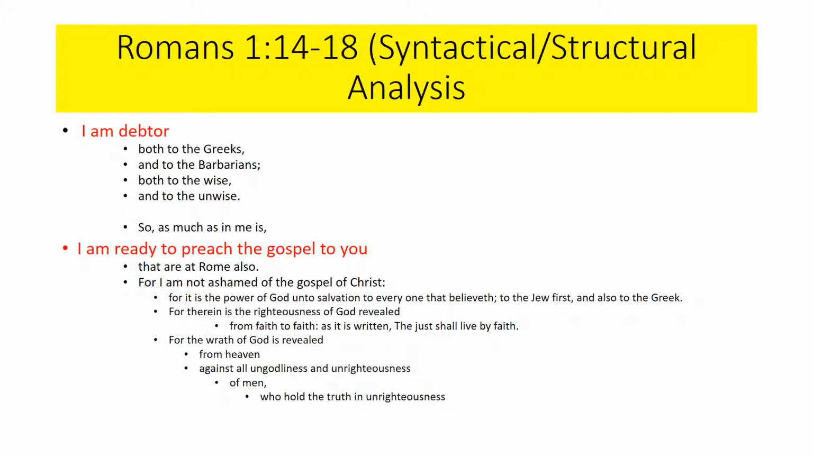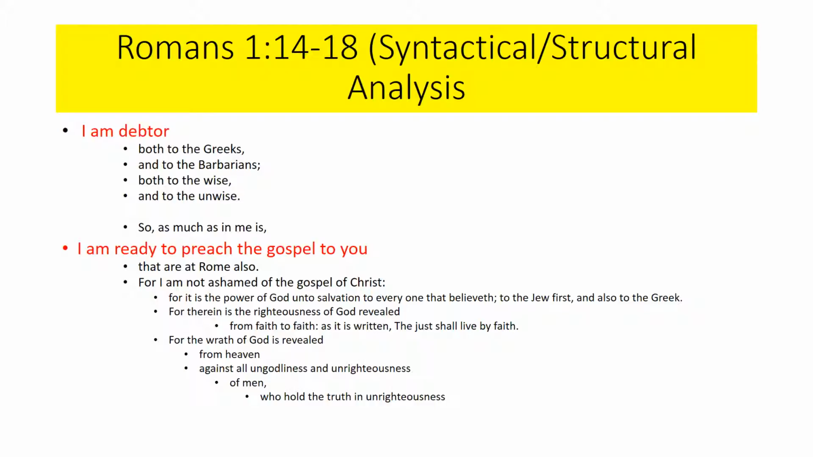Another reason Paul's not ashamed is in another subordinating clause or dependent clause. Paul says, I'm not ashamed of the gospel, for therein is the righteousness of God revealed. Another reason why Paul's not ashamed of the gospel, it reveals God's righteousness. From faith to faith is written, the just shall live by faith. But then there's a third reason that Paul's not ashamed. For the wrath of God is revealed from heaven. In other words, the third reason that Paul is not ashamed is it reveals God's wrath. The gospel reveals God's wrath.